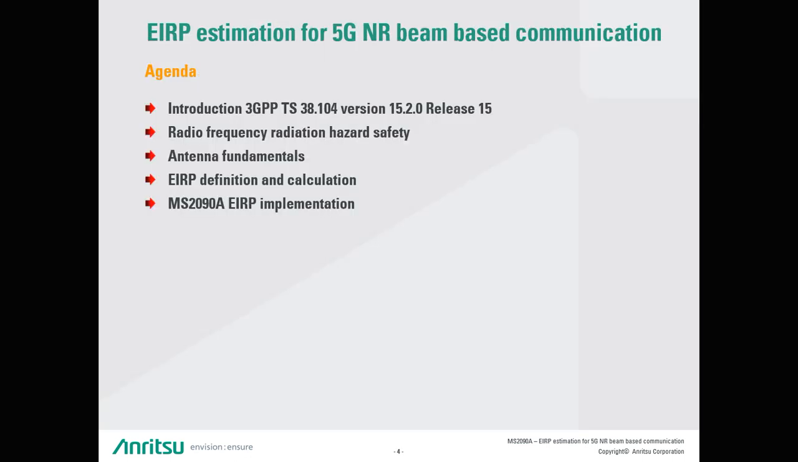Within this podcast we will introduce the EIRP measurement feature of the MS2090A Field Master Pro. We will start first with the requirement that was set by the 3GPP Technical Specification Release 15. After that, and for a better understanding about the topic, we will introduce some fundamentals about radio frequency radiation hazard safety, in line with a brief introduction into some fundamental antenna parameters.